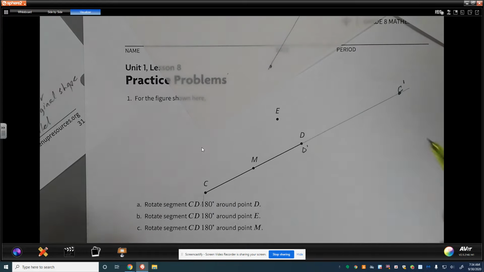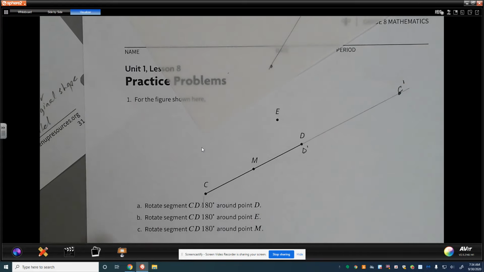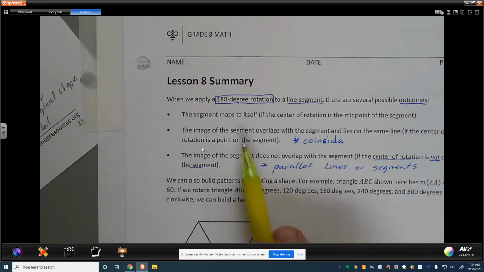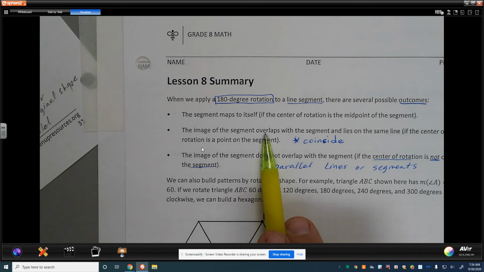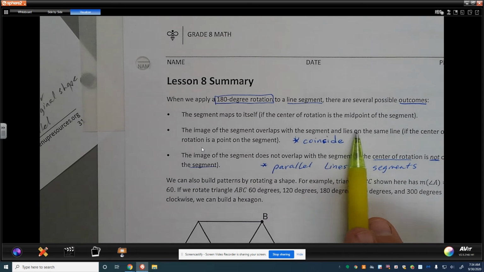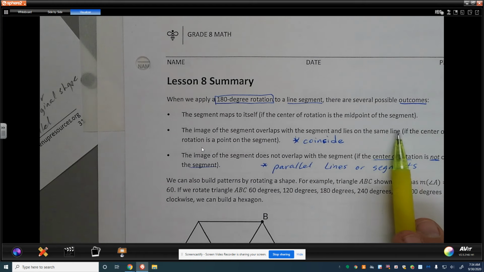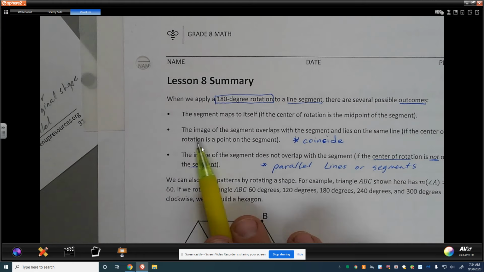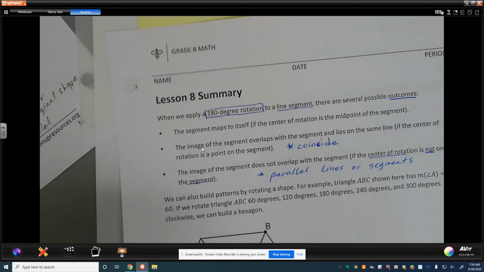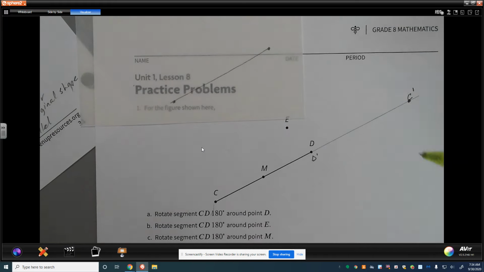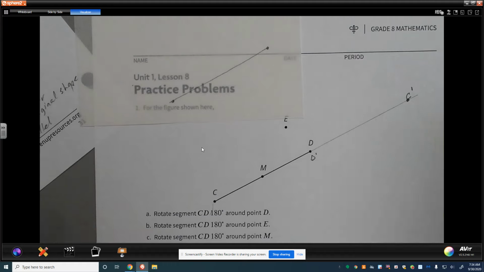And then we see our rule that we talked about right here, our second rule: the image of the segment overlaps with the segment and lies in the same line, or is coincident with the other line, if the center of rotation is a point on the segment. And since D is a point on the segment, this is what we're talking about, an overlap. It just continues that pattern. It lies on the same line.